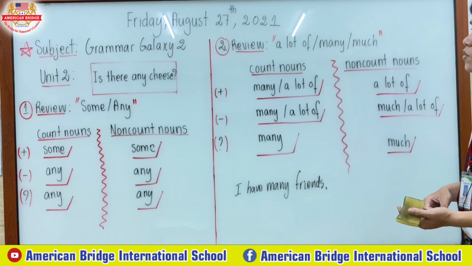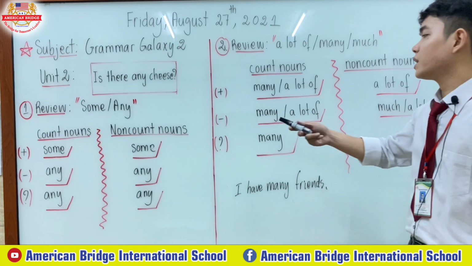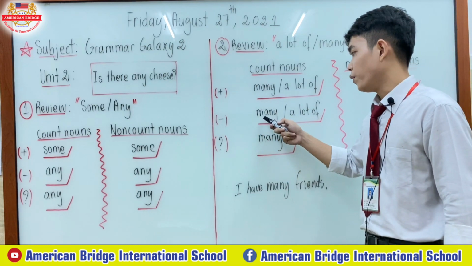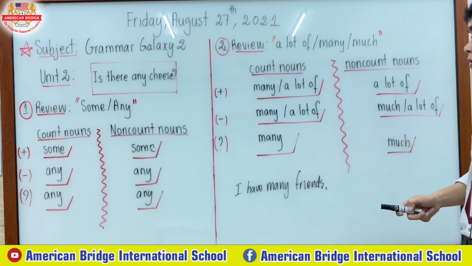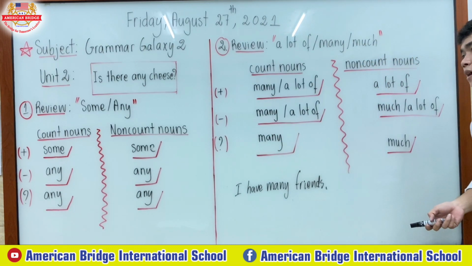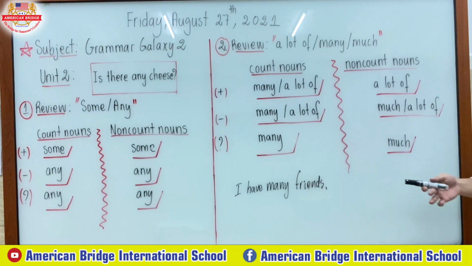Now let's move on to the negative form. For the negative form, what you can use with count nouns is the word many and the words a lot of. You can say I don't have many friends, I don't have a lot of friends.